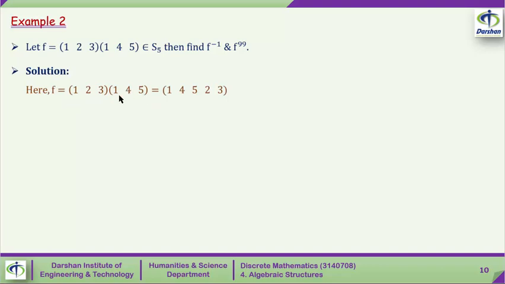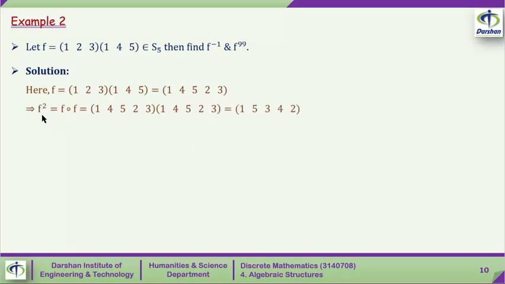So 1 goes to 4, then 4 goes to 4. So 1 goes to 4. Now 4 goes to 5, then 5 goes to 5. So 4 goes to 5. 5 goes to 1, then 1 goes to 2. So 5 goes to 2. Here 2 goes to 2, then 2 goes to 3. So 2 goes to 3. Here 3 goes to 3, then 3 goes to 1. So 3 goes to 1. So this is the element f = (1, 4, 5, 2, 3).